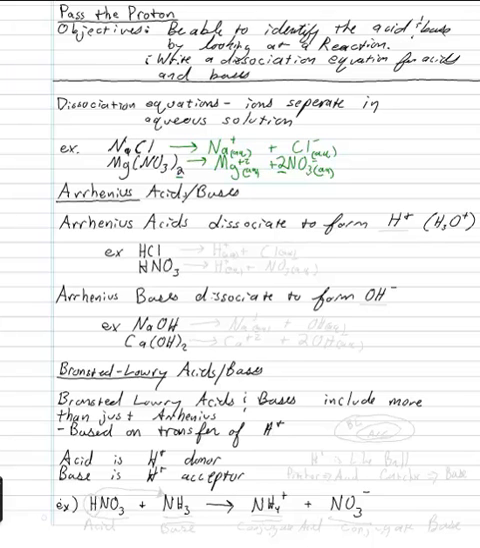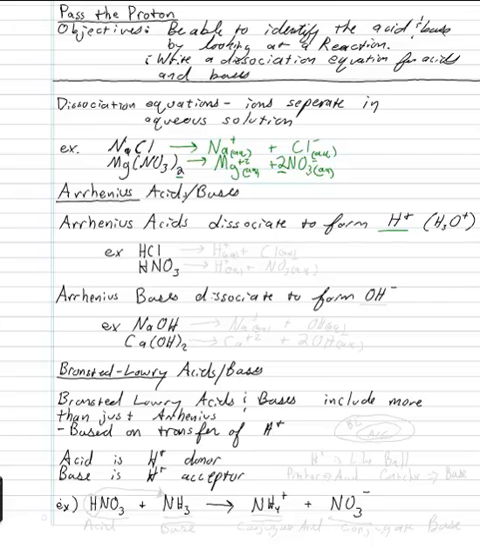An Arrhenius acid just dissociates to form H plus ions, hydrogen ions. Another way of saying hydrogen ions is using the hydronium ions. They're really the same thing. It's simpler to think of it as H plus, but it's really the same thing as H3O plus, and you may see that in the future.